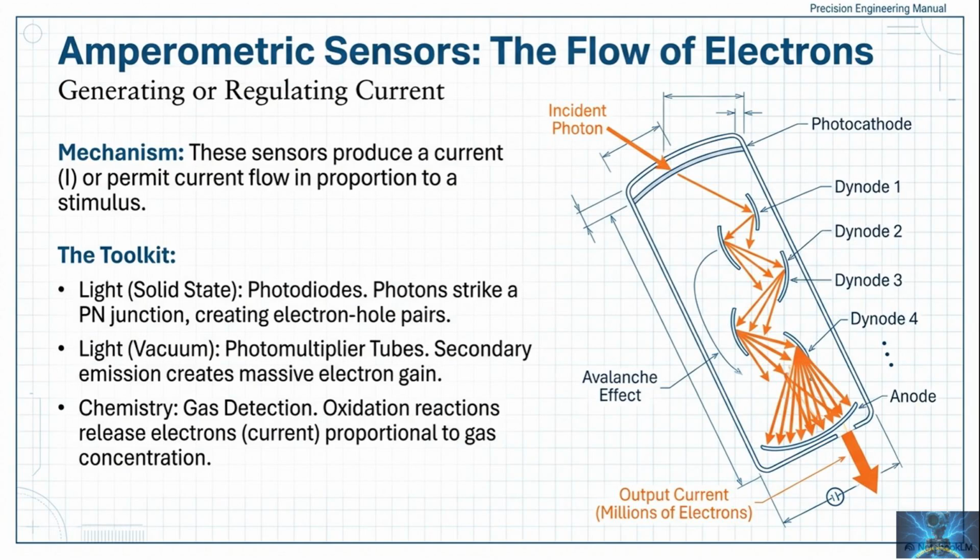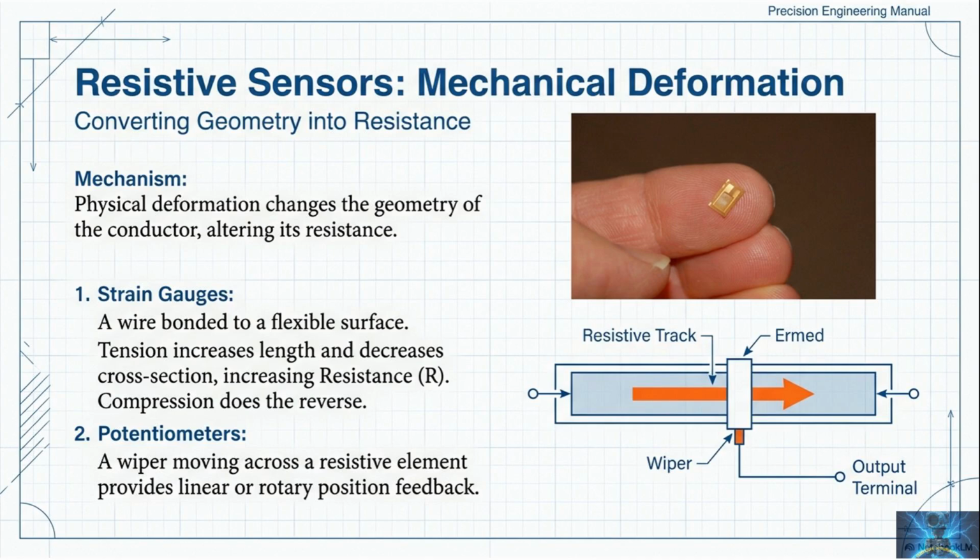Amperometric sensors, the flow of electrons. These produce or regulate current proportional to a stimulus. Photodiodes and photomultiplier tubes are classic examples. Light creates charge carriers, current changes. Diagnostic mindset: if the sensor is current output, you often care more about loop integrity and burden voltage than volts at the terminals.